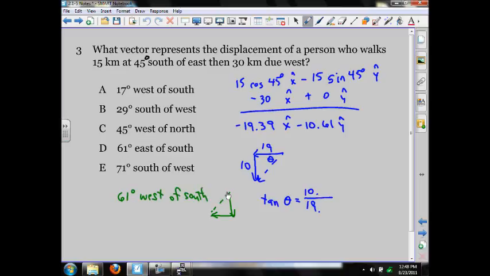And then you look at all the answer choices, and that one's not on there. I like 61 degrees, but it needs to be west. How can you match that answer up with that? The opposite, so they need to add up to 90, right? The complementary. So subtract it from 90 and then switch it. Should match up with one of the answers. Everybody get that one? A little bit more work on that one.